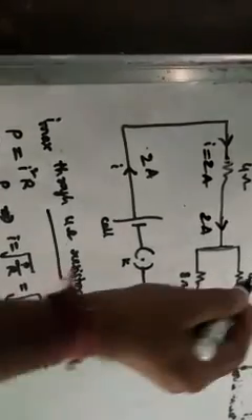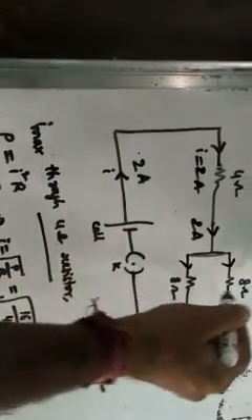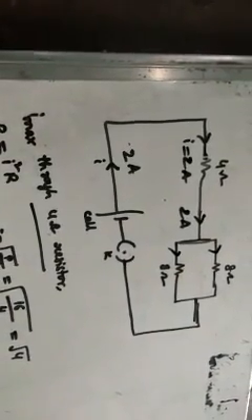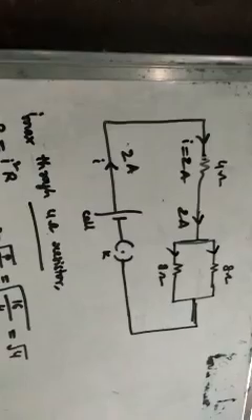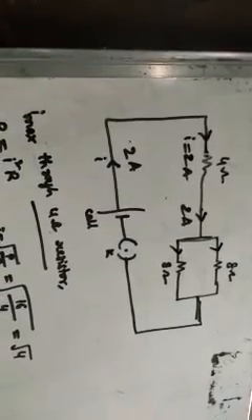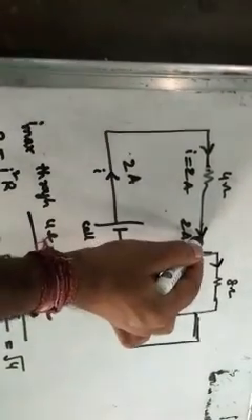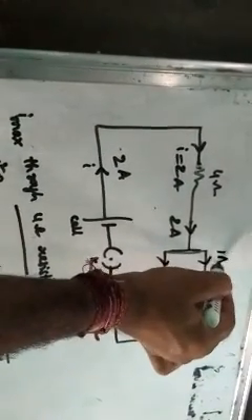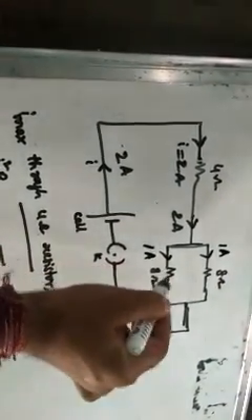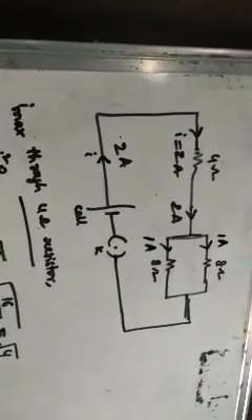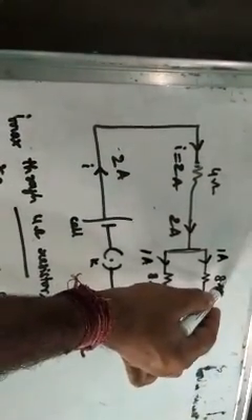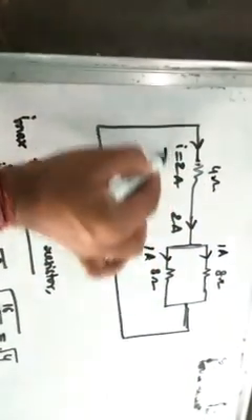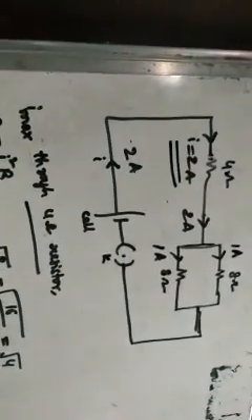Now you can guess what is the current flowing through this 8 ohm and 8 ohm? Tell me. This 2 ampere current is flowing, and both are equal resistors, so current will divide equally, 1 ampere, 1 ampere. Current through each 8 ohm is 1 ampere, but current through 4 ohm is 2 ampere. That's over. This is the question. Simple question.